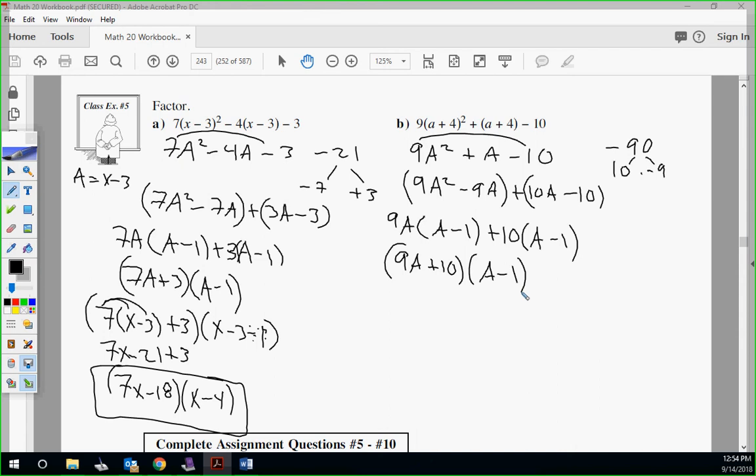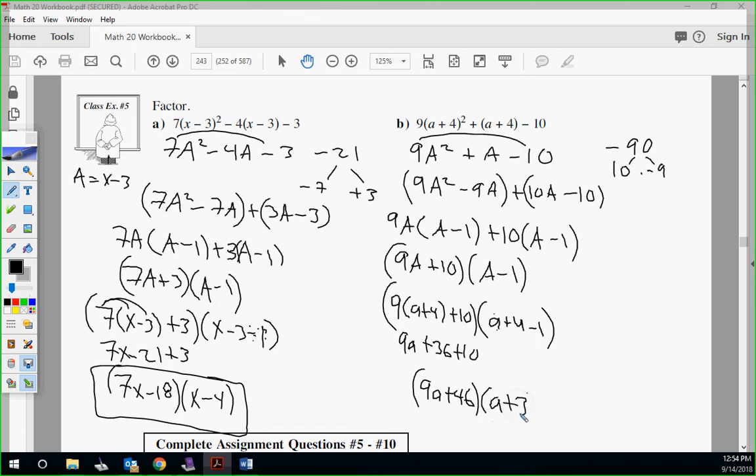Okay, so I put the a back in. It's going to be a plus 4, so 9 times a plus 4 plus 10. No 9. A plus 4 minus 1. You can put the bracket there if you want to, but you'll see that doesn't do anything. So the first one, 9 times a, 9a. 9 times 4, 36. And now plus the 10 for 46. A plus 4 minus 1 is a plus 3. And that's it.